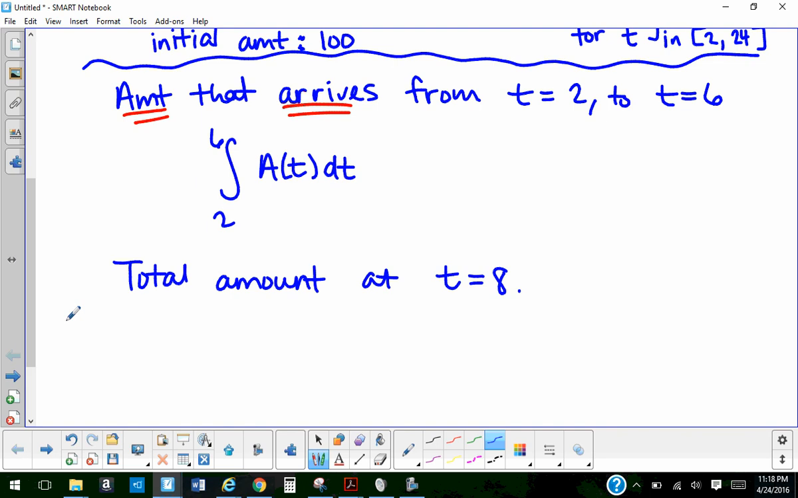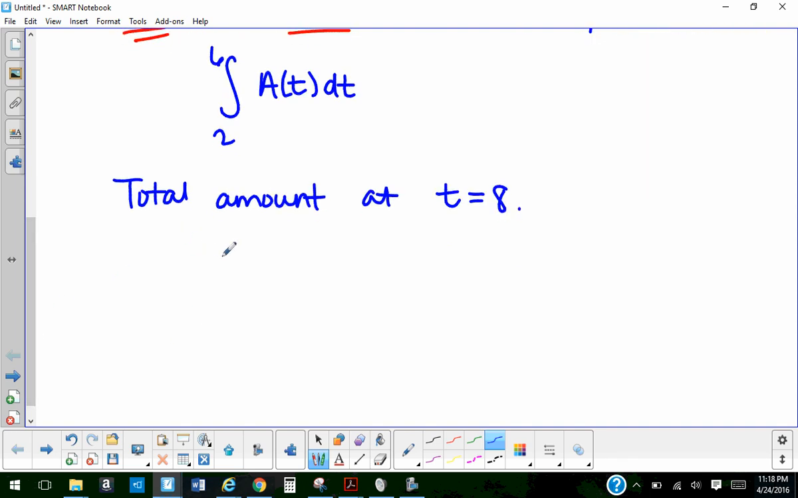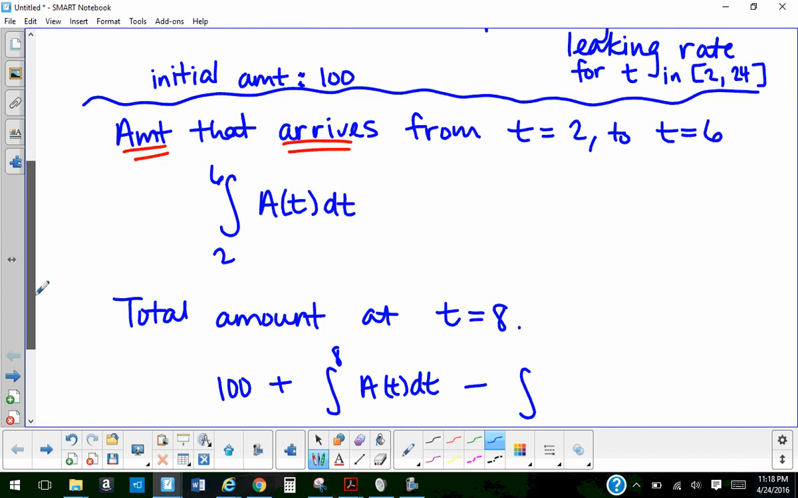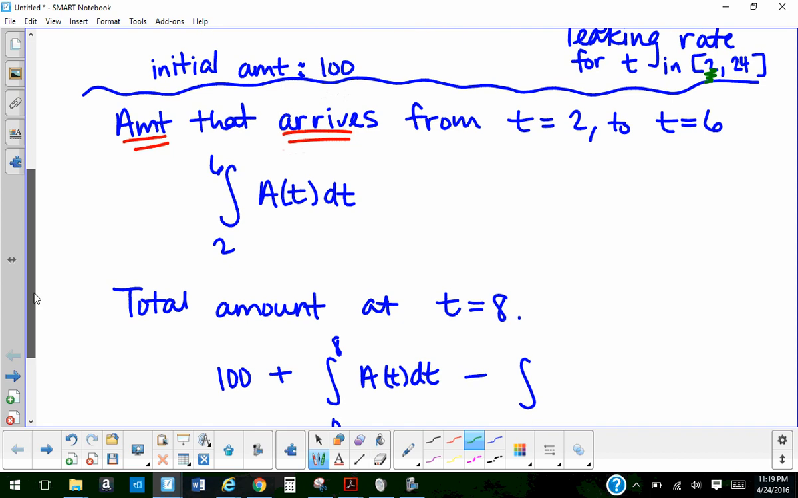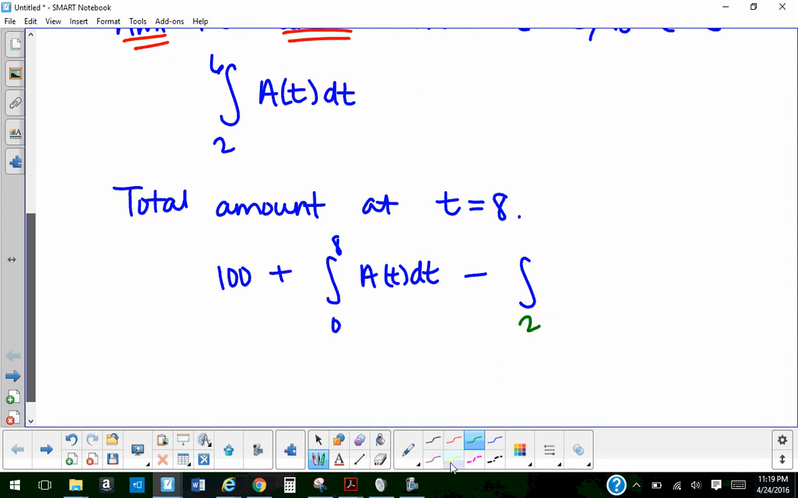So if they want the total amount at t equals 8, then I'm going to have to figure out that total amount is going to be my initial that I already had, plus what arrives up until t equals 8. So that would be the integral from 0 to 8 of a of t dt. That would be how much is arriving. Then I would subtract, and I don't want to subtract from 0 to 8 because, remember, it wasn't being removed until 2. So I'm going to use 2 as my lower bound, which means I can't put these in the same integral.